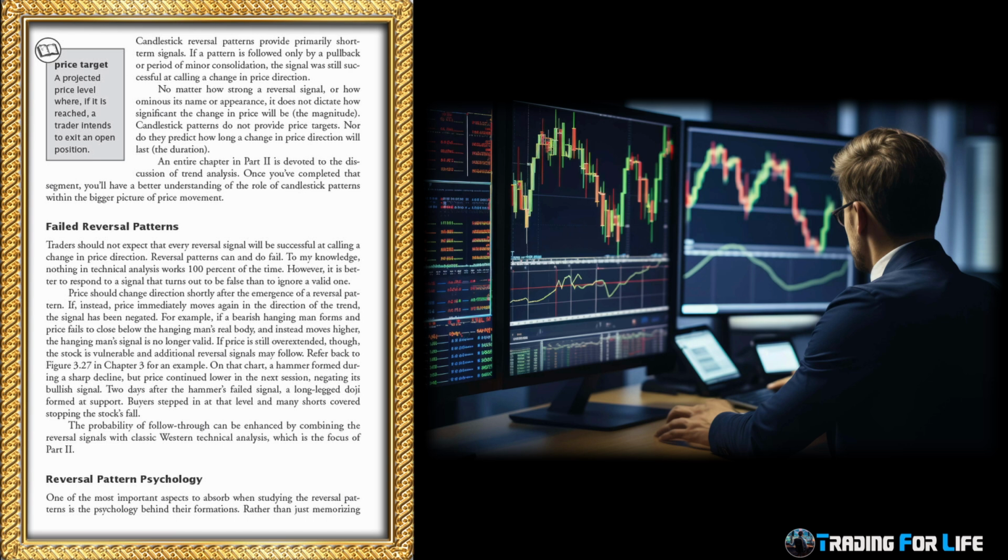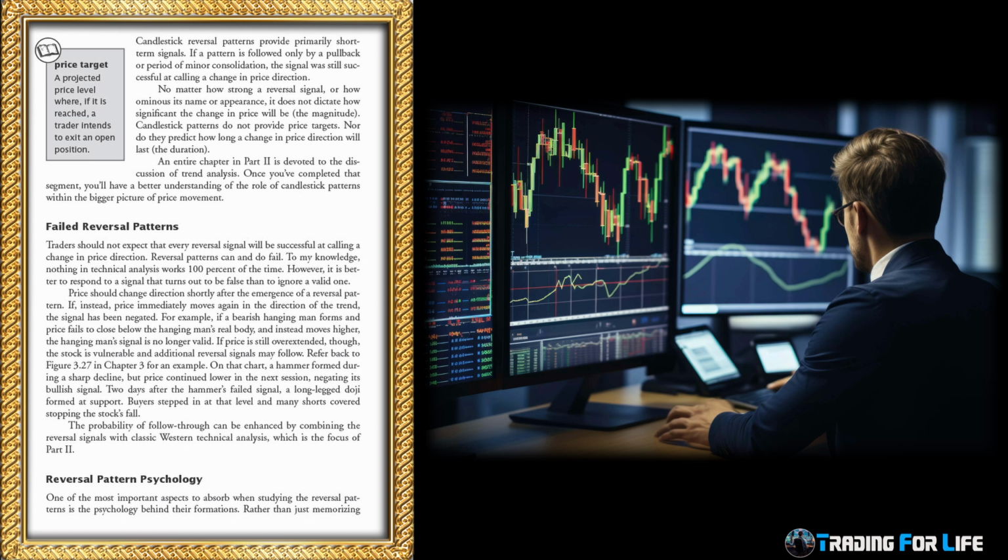Failed reversal patterns. Traders should not expect that every reversal signal will be successful at calling a change in price direction. Reversal patterns can and do fail. To my knowledge, nothing in technical analysis works 100% of the time. However, it is better to respond to a signal that turns out to be false than to ignore a valid one. Price should change direction shortly after the emergence of a reversal pattern.